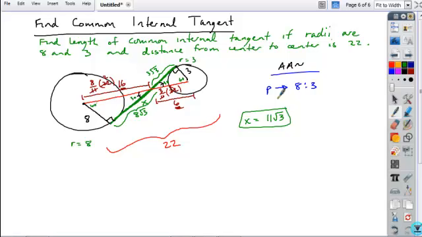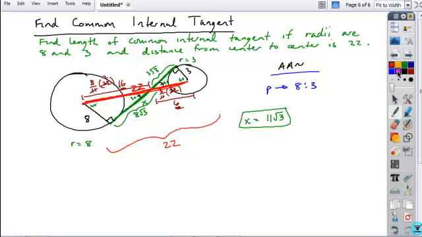All right, there's another way that you can possibly approach this problem, and that would be the following. You're still looking at this. You have this red length here that's 22. So you know that this whole length here is 22. I'll label it right here.